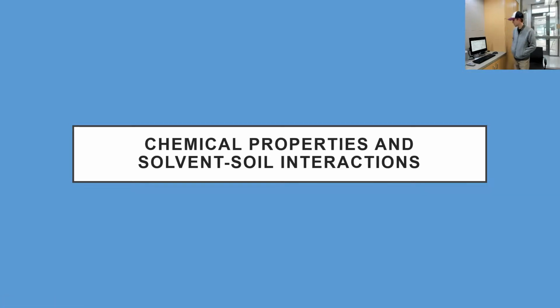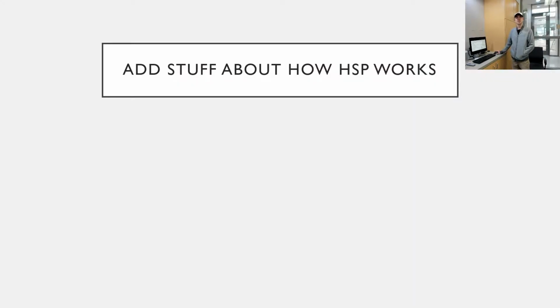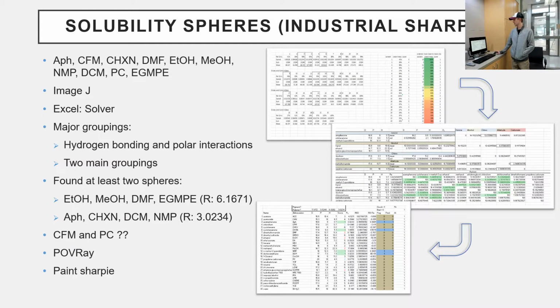Okay, so what I've done this semester is I've been testing different solvents and their ability to clean different soils off of microscope slides. The first soil I tested was industrial Sharpie. I marked a microscope slide on the frosted end and tested 28 different solvents on it. I used ImageJ to compare how well they cleaned it off to a constant, which was just a brand new microscope slide.